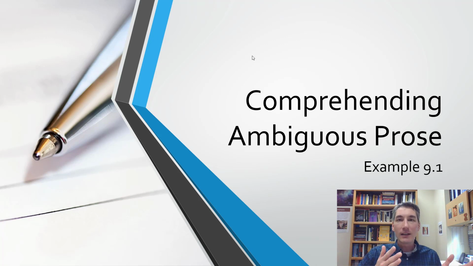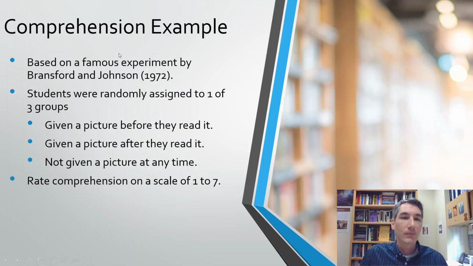I think they did 3 groups. One where they saw the picture before they read the paragraph, one where they saw the picture after they read the paragraph, and one where they never showed them the picture at all. The picture aids in the comprehension, so that's the question: how does your comprehension work based on what you saw, whether you saw the picture or not? This is a famous study from 1972. So we saw the picture before, the picture after, and no picture at all.